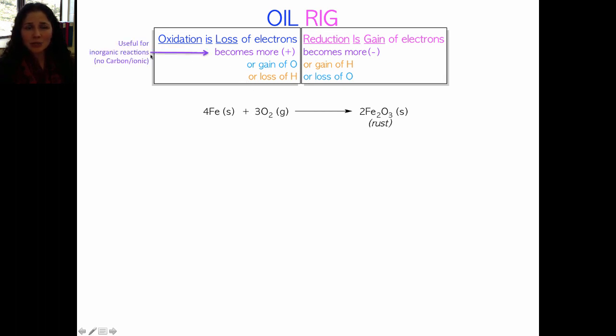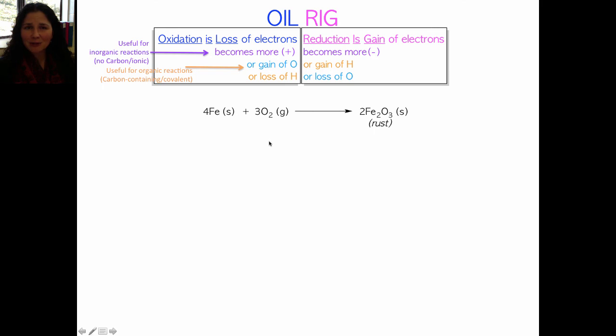This set of rules is really useful for inorganic reactions, and these can be identified because they do not contain carbon and they do contain ionic compounds. Anytime you are asked to identify the things that are oxidized or reduced in an inorganic reaction, you should keep track of the charge. On the other hand, if you have organic reactions, which are carbon-containing reactions with only covalent bonds, then you're going to pay attention to the loss or gain of hydrogen and oxygen. Let's do some examples to see how this works.